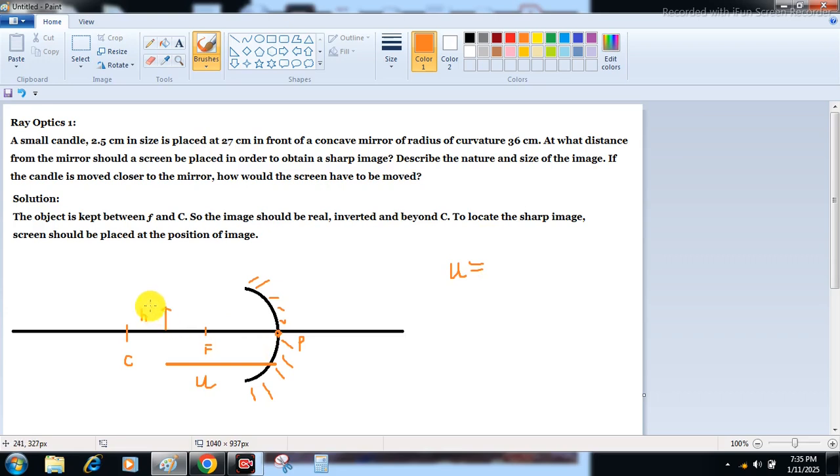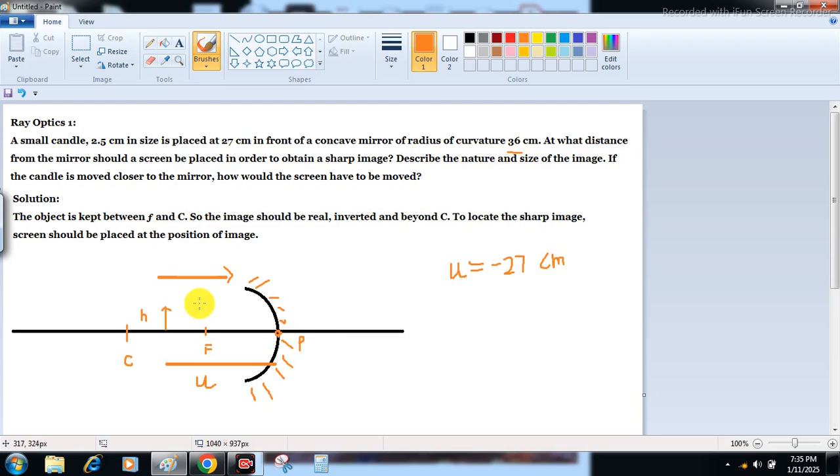Since the object is placed in front of the mirror, the incoming light rays go from left to right. As per the sign rule, the object distance, which is measured from P to the object location, is opposite to the incoming light, so it is taken as negative: u equal to minus 27 centimeters. And the radius of curvature is 36 centimeters.